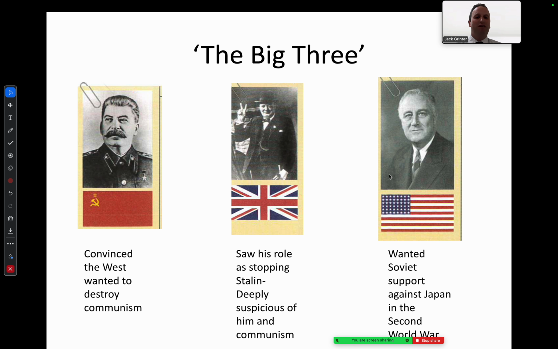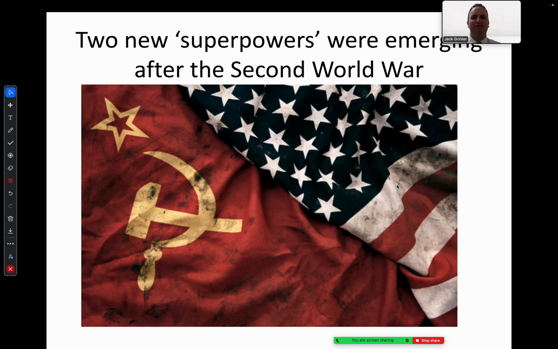And then Roosevelt saw Stalin as being important for support against Japan in the Second World War. So he wanted Stalin on side, really, for when war in Europe finished, to fight against the Japanese. But as I said before, what was starting to be clear during World War II was that these 2 new superpowers were emerging afterwards. That's the Soviet Union and USA.